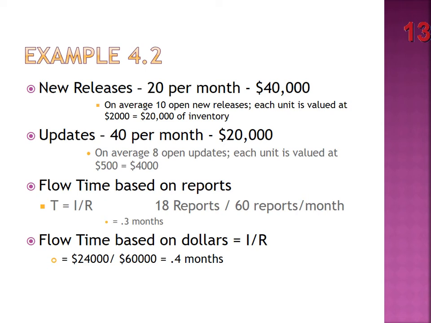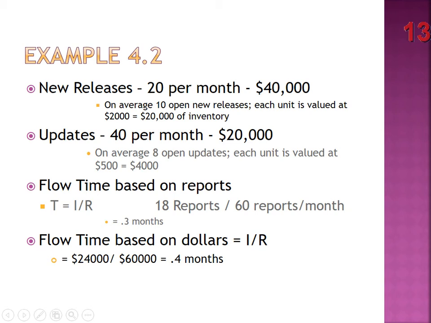Okay, and so if we're interested in calculating the flow time, irrespective of type, we can add together that our throughput for the process is going to be 20 plus 40, which gives us 60 reports for the month. And our inventory, we read, was 10 and 8 for 18. So the 18 reports divided by 60 reports per month gives us a flow time of 0.3 of a month, okay?